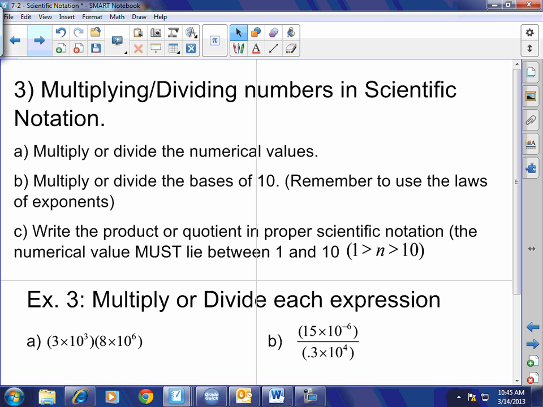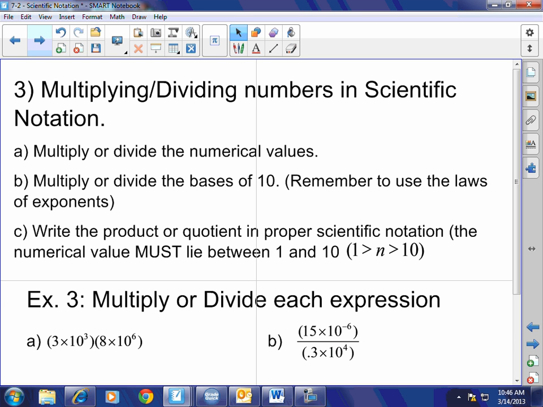When you're multiplying or dividing numbers in scientific notation, this is what you guys had in the homework. I said don't worry about it yet. Today we can practice it, and you can definitely worry about it now. First step, multiply or divide the numerical values first. Not the powers of 10, just the numbers. Secondly, multiply or divide the bases of 10.